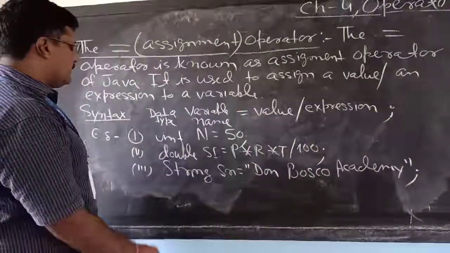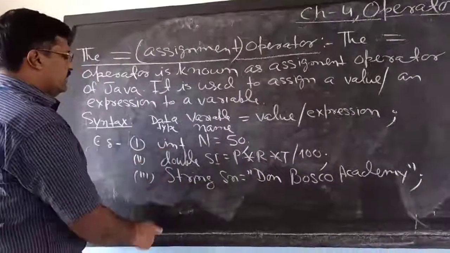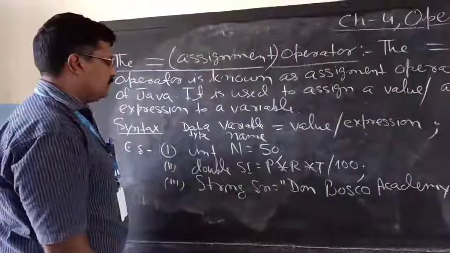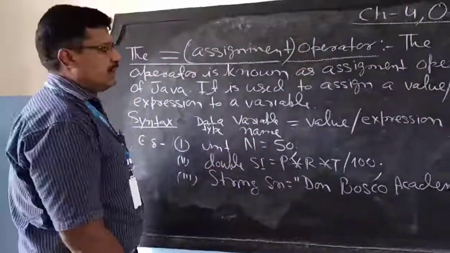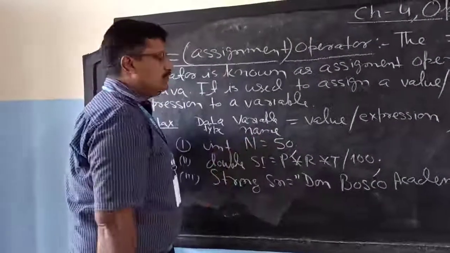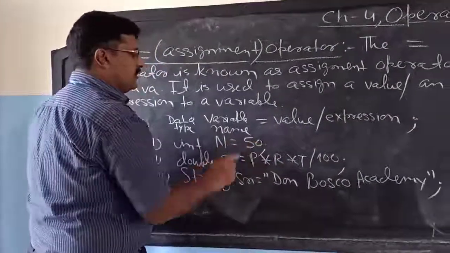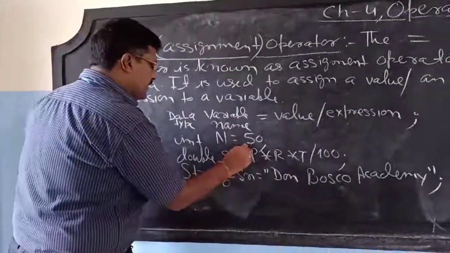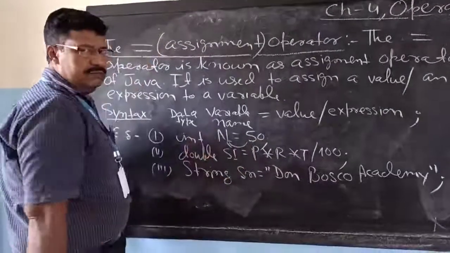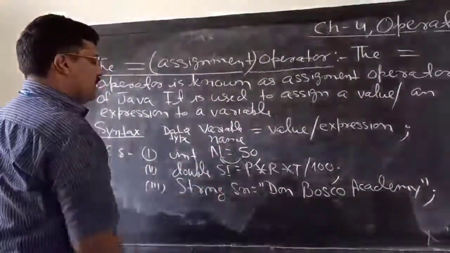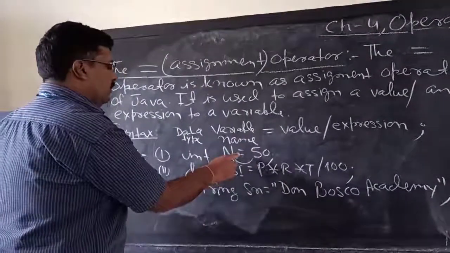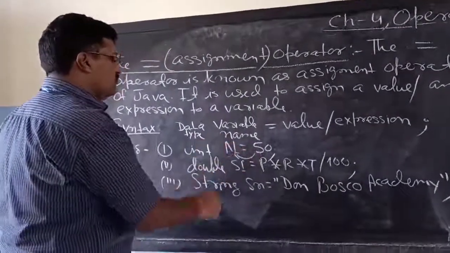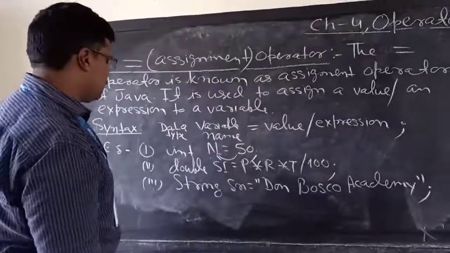Now let us see the example. Like int is the data type, then n is the variable name, assignment operator equal to, value is 50, semicolon. So this 50 is assigned to n. Value of n is 50. It happens because of this equal to sign, that is the assignment operator.